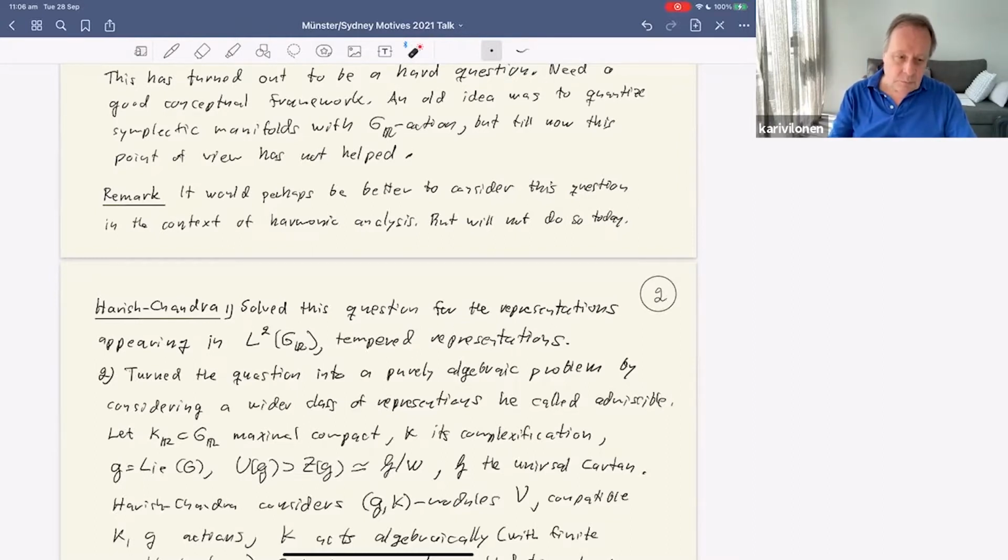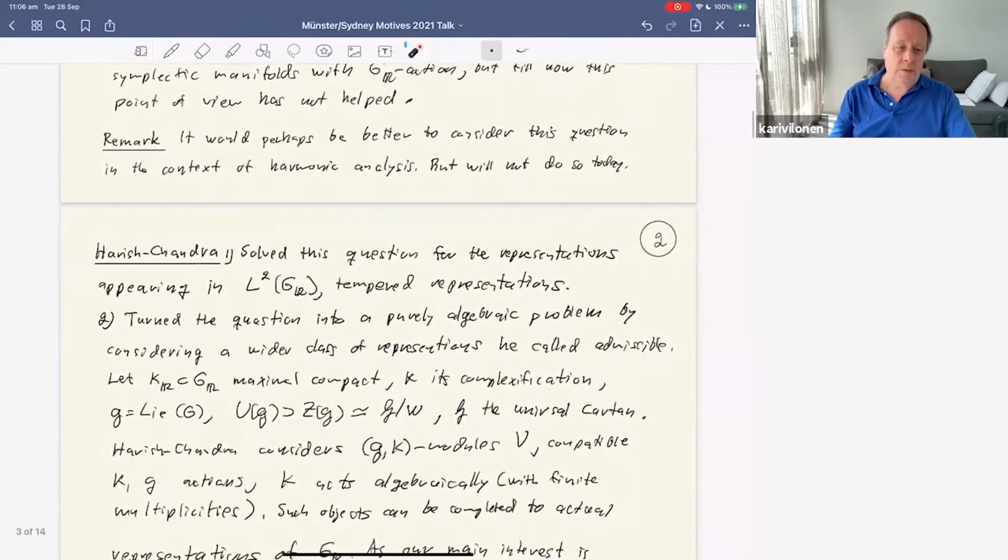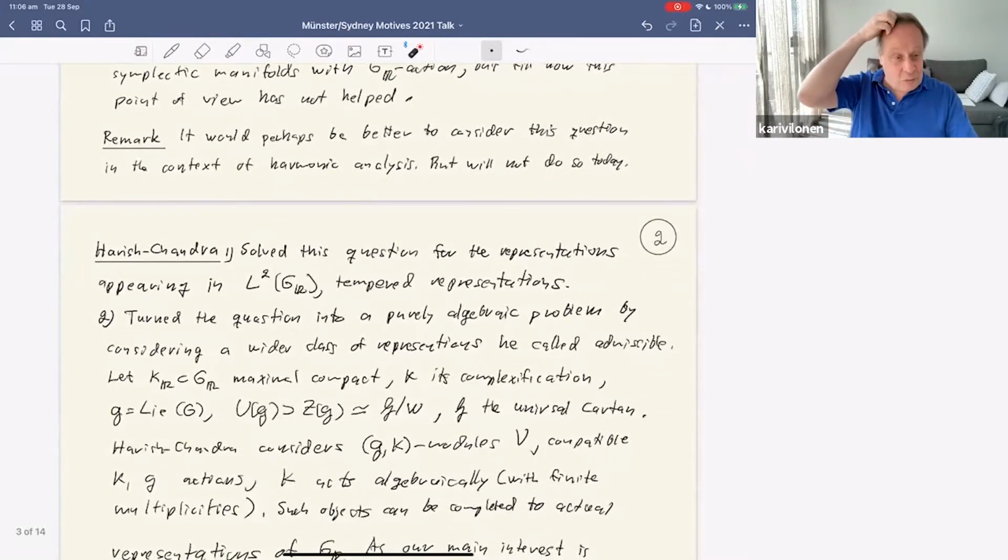I write fraktur g for the Lie algebra of G. My fraktur g's are probably not very good for the Münster audience. They'll probably complain about my font. Let's write U(g) for the universal enveloping algebra and Z(g) for its center. By the Harish-Chandra isomorphism, I can think of Z(g) as S(h) to the W invariants, that is, O(h*) mod W, where h is the universal Cartan.